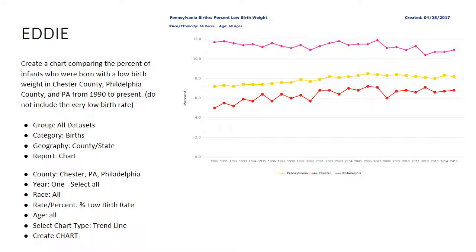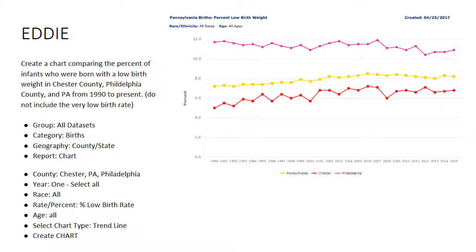Then you'd hit next. In the next page that pops up, we would check off the counties, Chester, Philadelphia, and then all of PA. The year, we would select one and select all of the years. So we're choosing each year individually instead of summarizing a couple of years at a time and then selecting all of them, like we did in the table, where it was summarizing the years 2013 to 2015. This, we want each year to have its own data point.